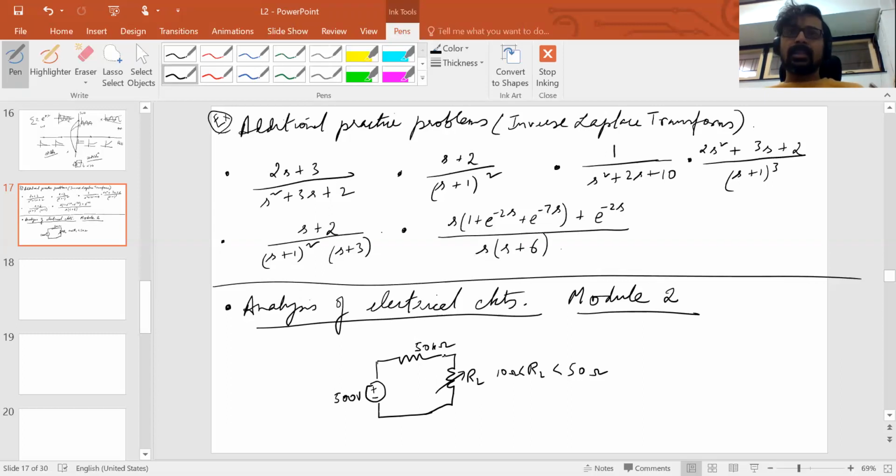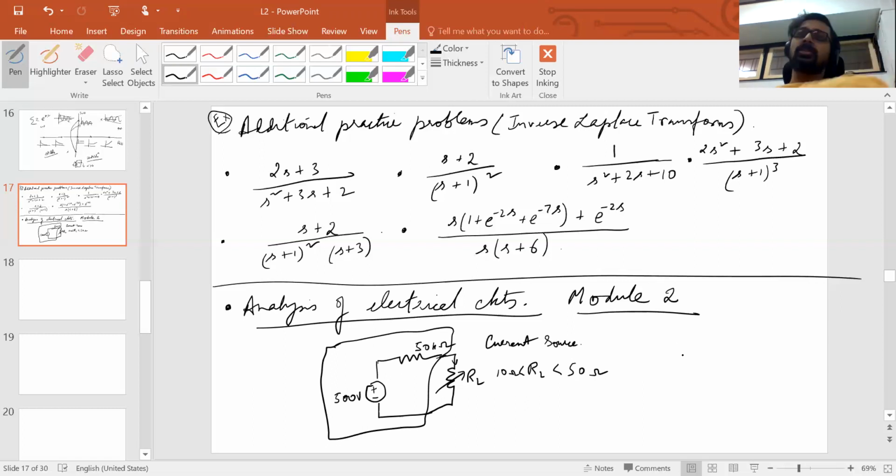Then for all practical purposes, you can consider that the current through this circuit, or the current across the load, is more or less going to be constant. So such a setup can be considered the equivalent of a constant current source. So we'll also see KCL and KVL.